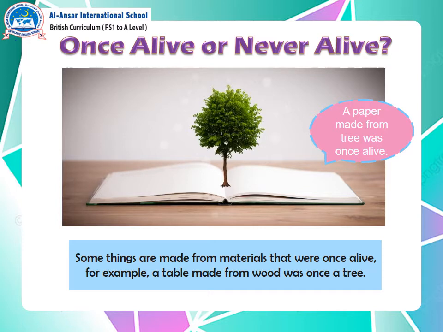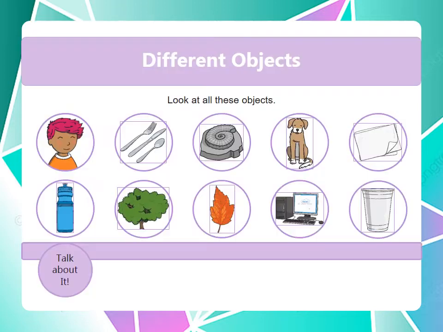Then some trees are cut down. When they're cut down, the wood of the tree is used for making papers and pencils. So we can say the papers and pencils were once alive when they were a tree. So now they are no more a tree. They are not alive anymore. They were once alive.